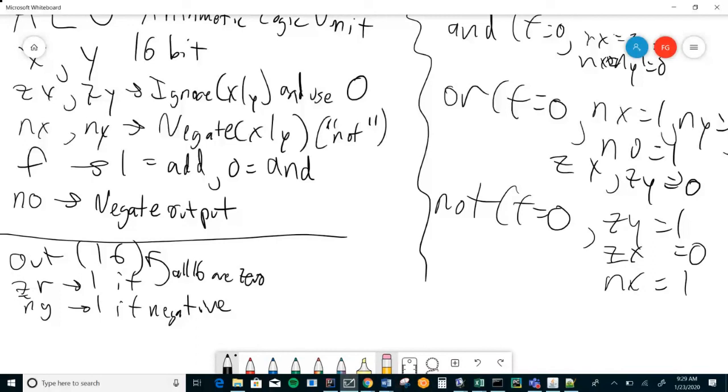So right now we've set ZY at 1, we've zeroed out Y. We've set ZX to 0. We're keeping X. We've set NX to 1. We've negated X. And I'm wondering, do we need to do anything else? Yeah, Andrew. Since we're using the AND for F, do we need to negate Y also?